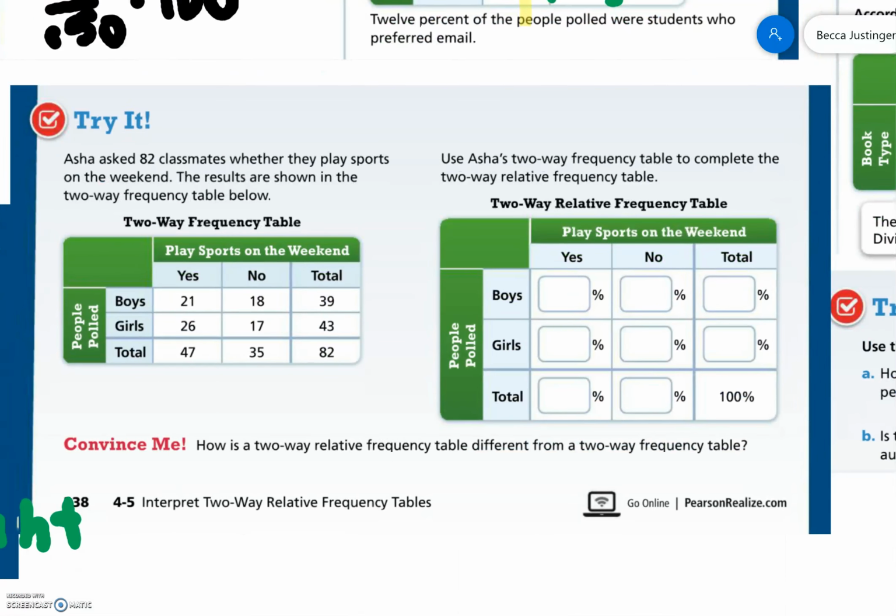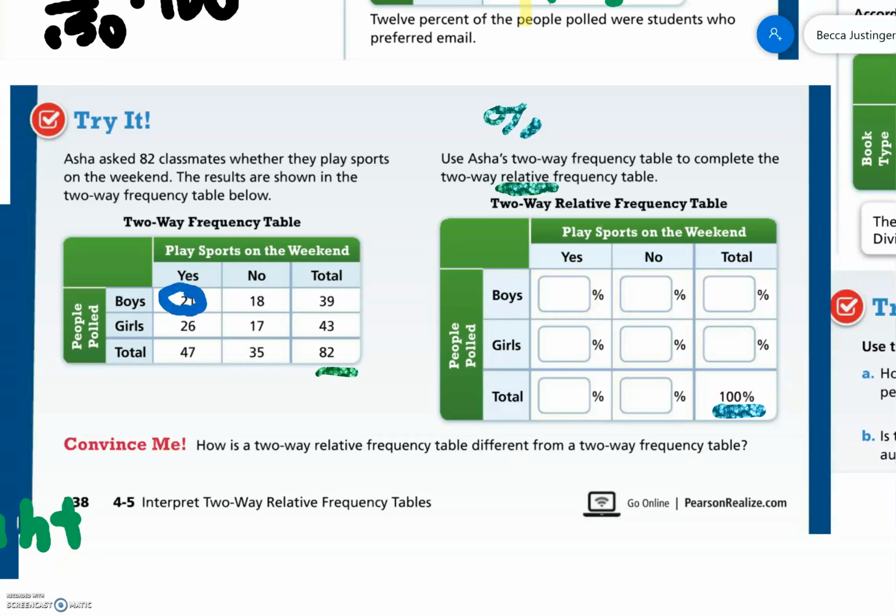Let's try it. Asia asked 82 classmates whether they play sports on the weekend. The results are shown in the two-way frequency table below. So you definitely need your calculator for this whole lesson. So we're going to use her two-way frequency table to complete the two-way relative frequency table. Remember that the word relative means that we've got to put in the percentages. They already put in this 100 here because we know that's the total out of the total. It should be 100%. So we're going to go through this first one.